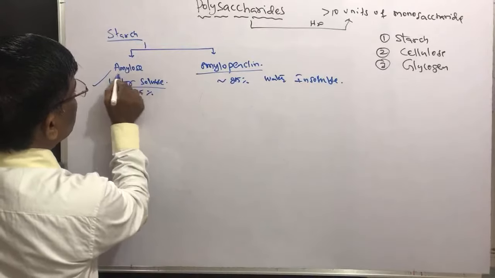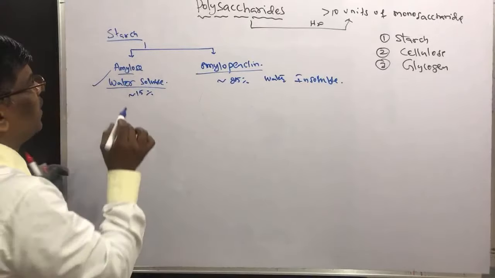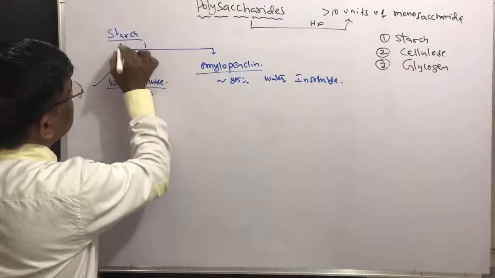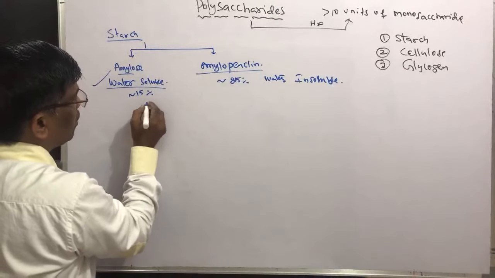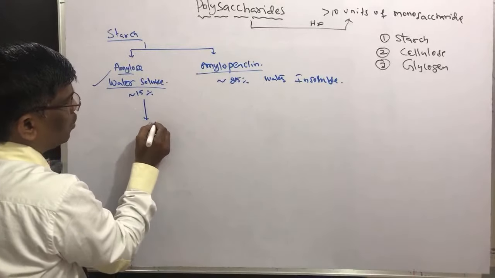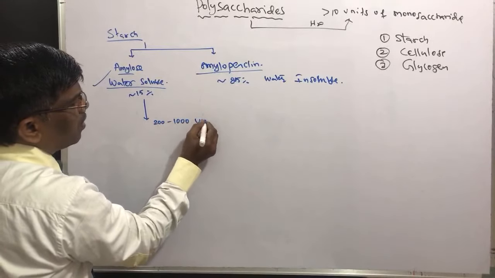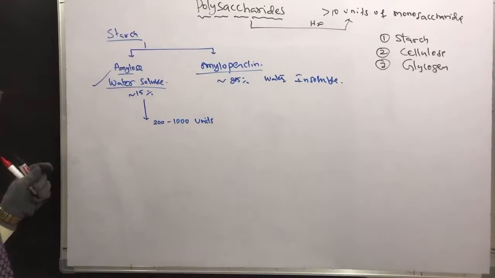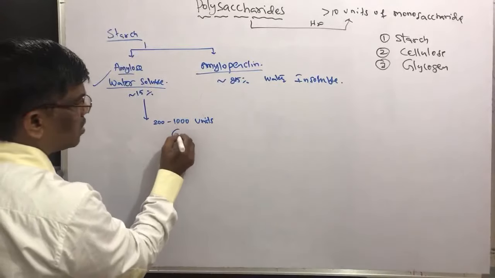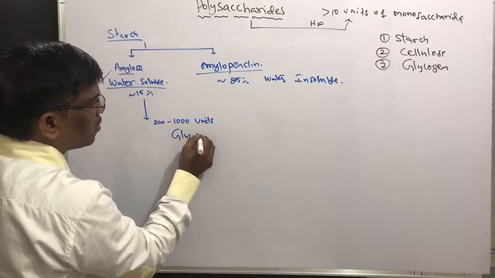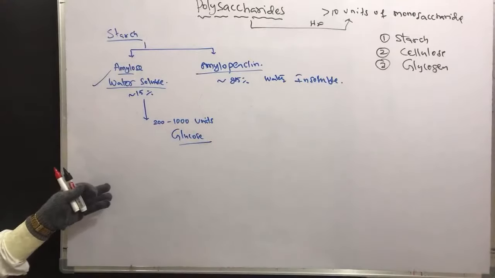So amylose you are going to get. When you hydrolyze this amylose, you are going to get about 200 to 2,000 units of glucose molecules. So that is why it is polysaccharide.